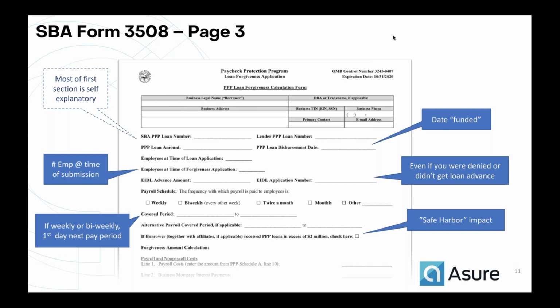Okay, so that's the top of page 3. The meat of page 3 is kind of the punchline. It really talks about how much you get forgiven. But before we can do that, we've got to go out to page 9.